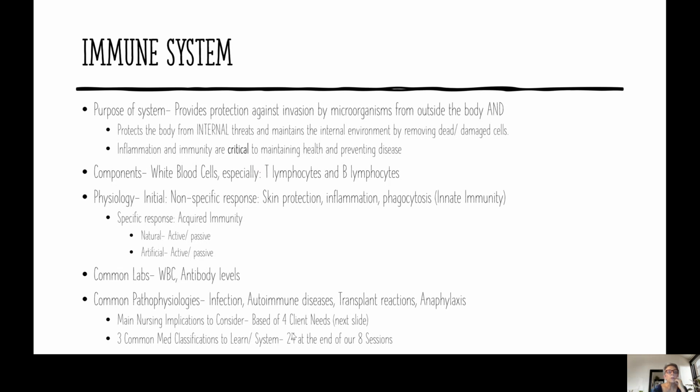From a physiological perspective, the initial response is a non-specific response, and that basically is our skin protection, inflammation, and phagocytosis, meaning that the white blood cells are eating and defending against these uncertain invaders. If that doesn't work and something persists, the more specific response of acquired immunity is triggered. And in that, we'll talk about both natural and artificial components of that system.